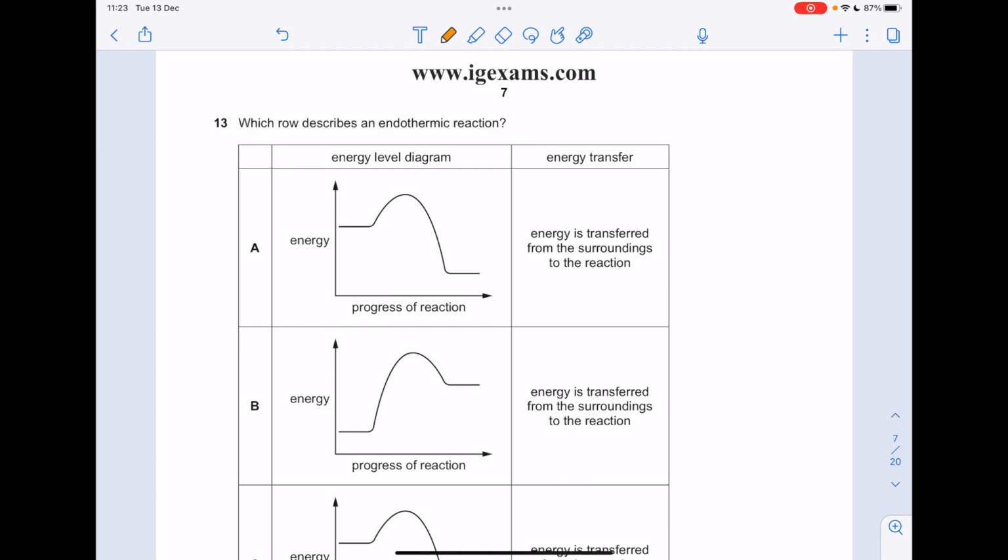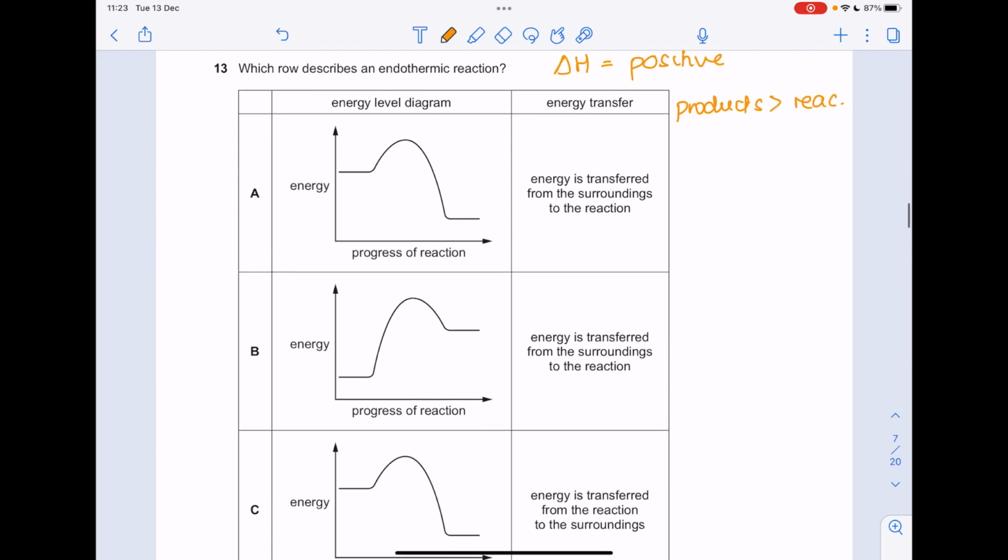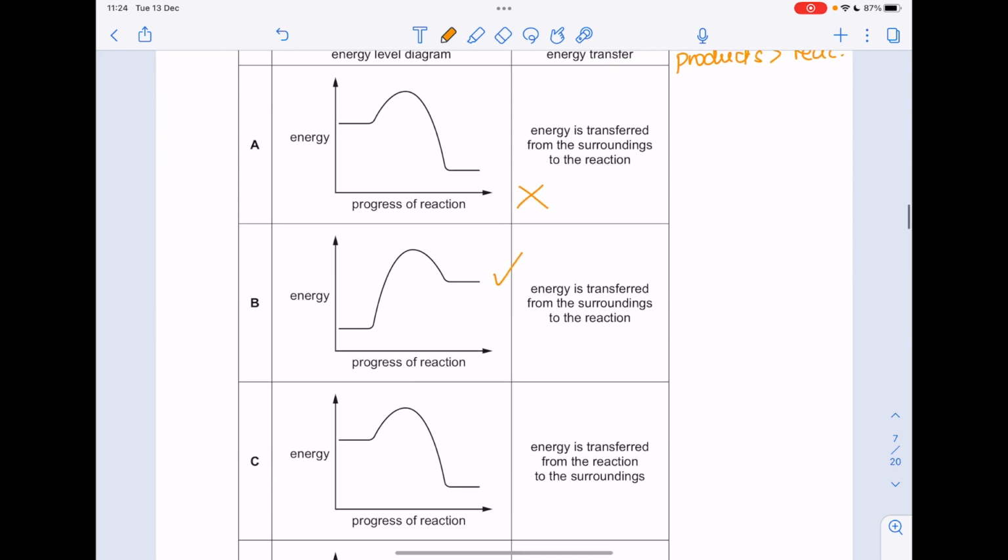Which row describes an endothermic reaction? Remember, our energy change is positive. So what does that mean? It means that our products have more energy than our reactants. So as you have a look down here, that's not being shown in this diagram. It is being shown here.